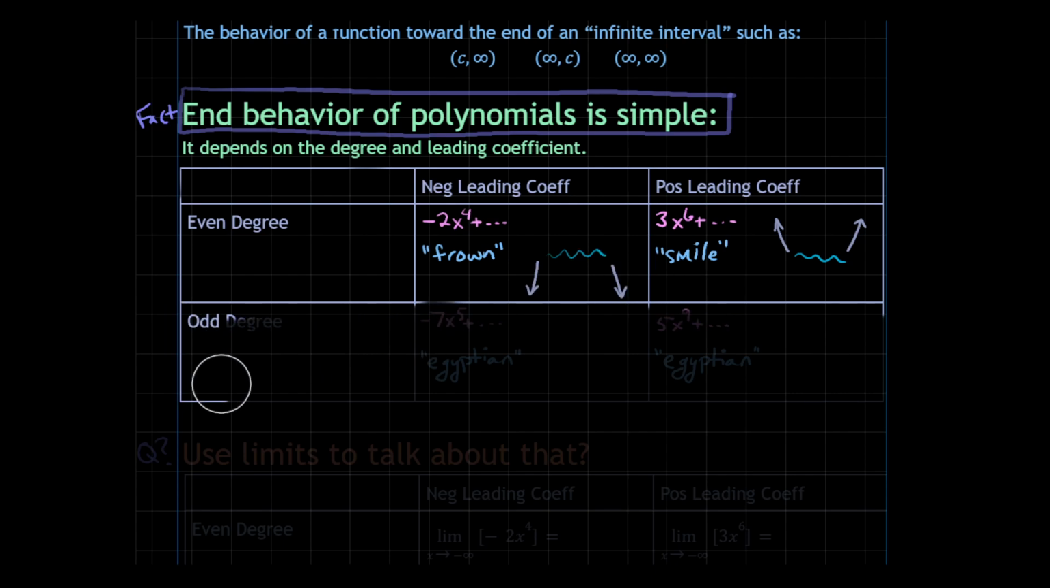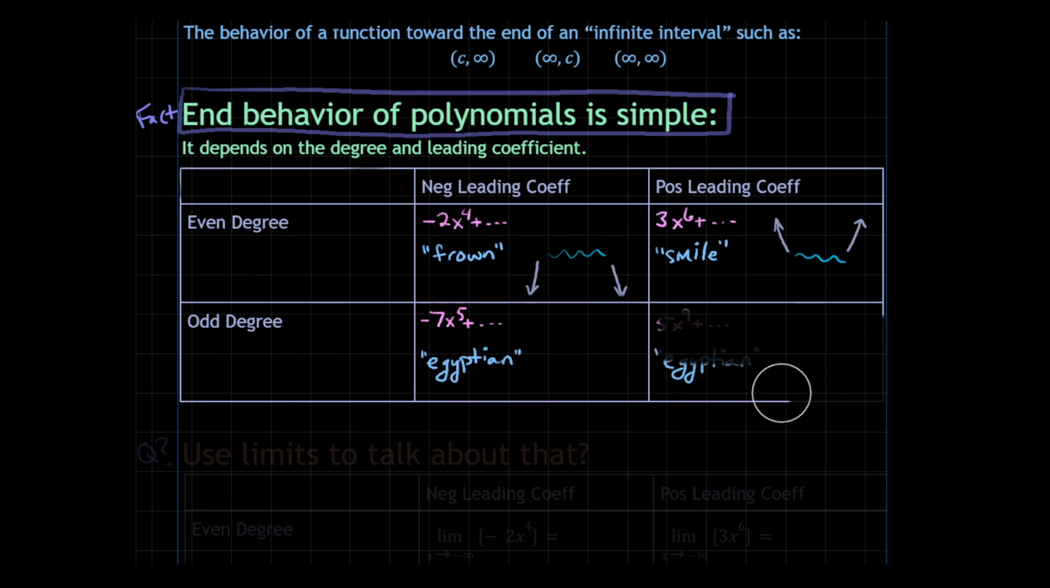How about if the degree is odd? Well, even degrees eat negatives, right? So even degrees will eat negatives, odd degrees will keep it. So when x is a large negative number here, x to the fourth is still positive. That's why we get that smiling and frowning behavior. When your degree is odd, it will obey the sign of whatever x you're putting in.